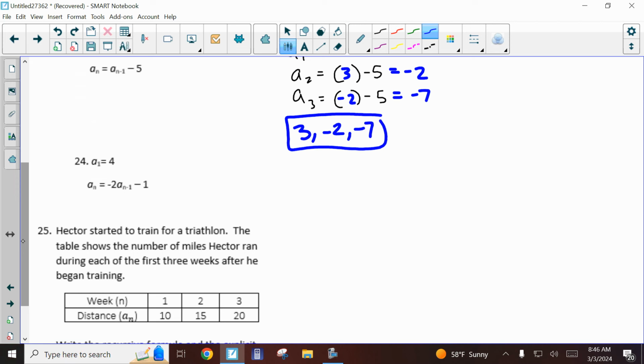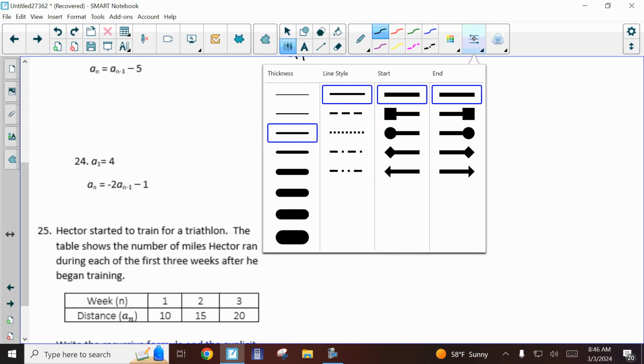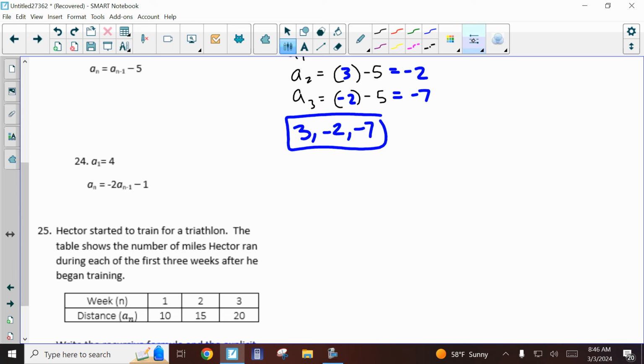Let's see. Yeah, so this one starts off at 4. So I'm starting A1 at 4. And then the pattern says the next number is found by taking negative 2, multiplying it by the previous number, and then subtracting 1. So on this question, we're actually going to plug in the 4.